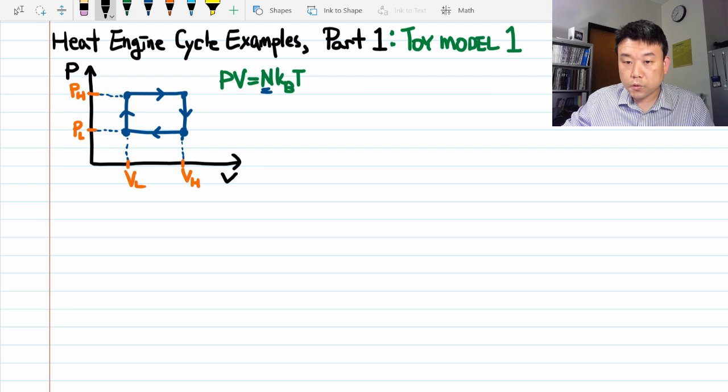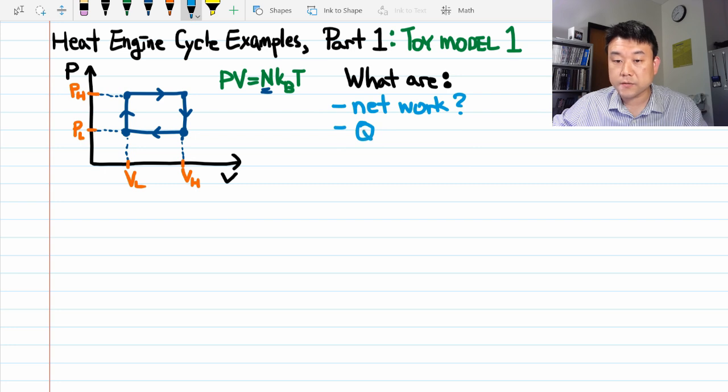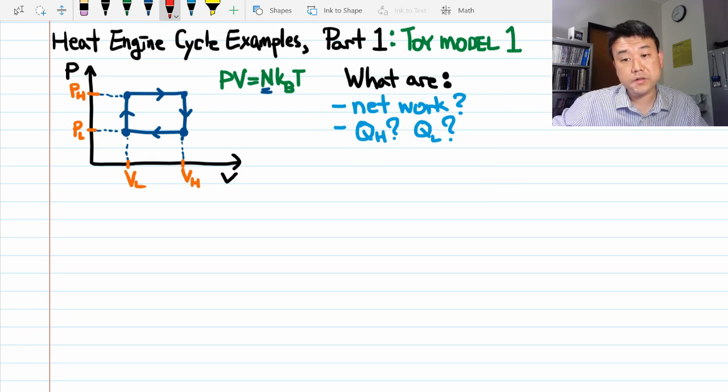All right, so here are the questions that we would ask in analyzing any heat engine cycle. They are, what is the net work done? It's kind of important. It points at the entire purpose of a heat engine. And it's important to know how much heat was transferred into the system. We'll call it QH for heat transfer at high temperature. And also the heat output from the system is important, which we'll label QL, heat exchange at low temperature. Now here, the work done calculation is actually easy.